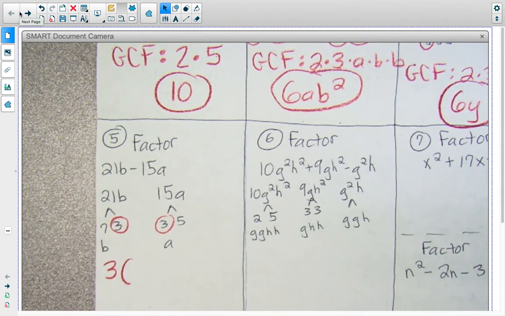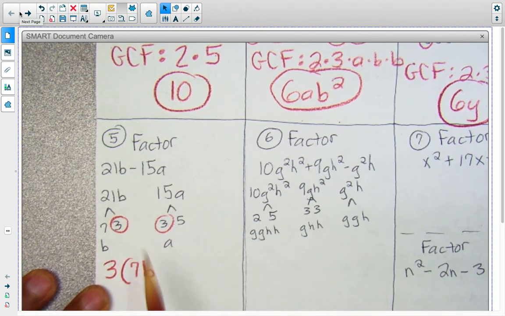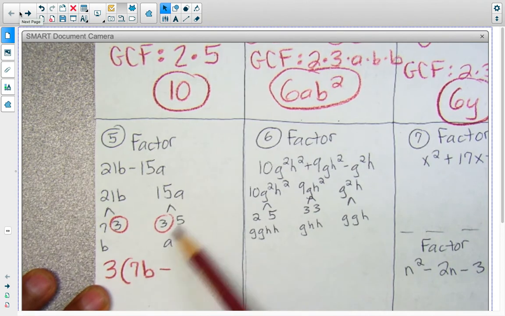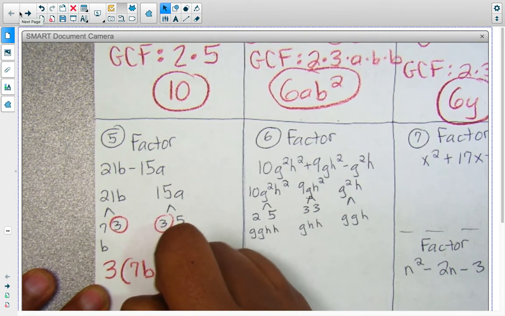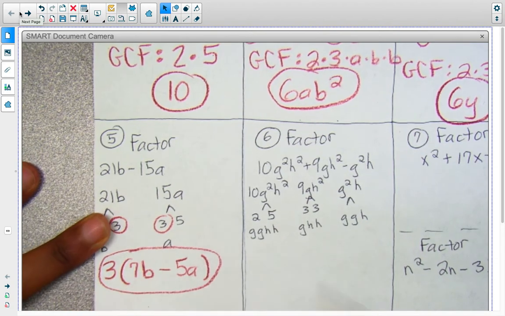So your greatest common factor goes on the outside. Everything else goes on the inside. Left over here, I got a 7 and a b. You will multiply that. That gives me 7b. Bring down this subtraction sign. Left over here, I got 5 and an a. Multiply leftovers. So this is our final answer.